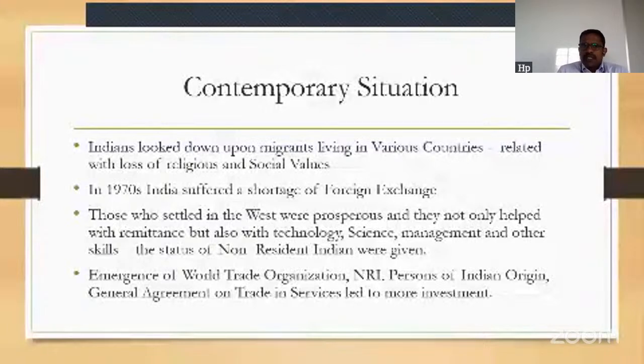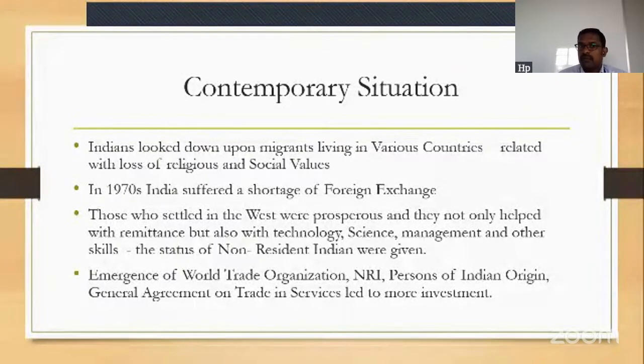So, the contemporary situation: India had looked down upon migration and living in various countries. In the beginning, India looked at it as a loss of religious values and social values. In some religions and cultures, we regretted people going to other countries. Sometimes we felt that it is polluted or something like that. So people looked down on migration and living in various countries due to social values and everything.